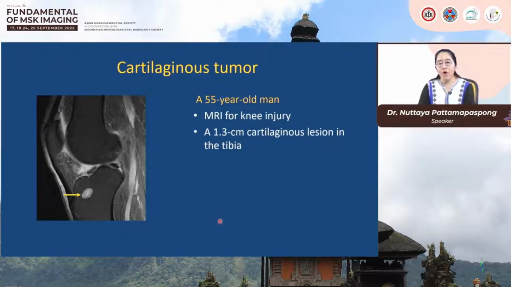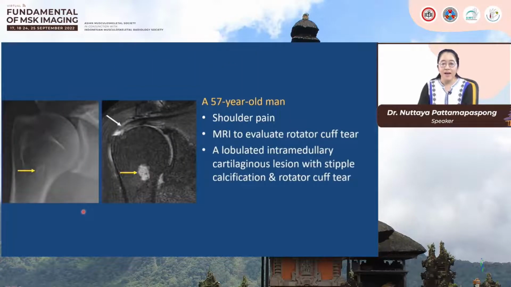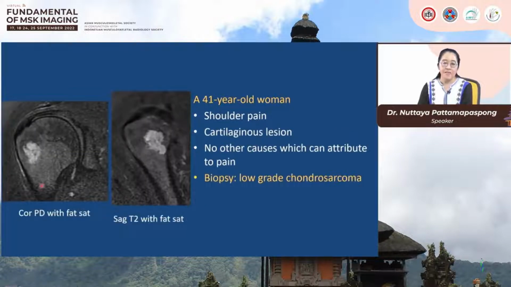This is an example of the man who presented with knee injury, and MRI was performed, and we found the small cartilaginous tumor. Another lesion that shows ring and arch appearance on radiograph, and MRI shows the rotator cuff tear as well as this cartilaginous lesion. For this lady, she has shoulder pain and found cartilaginous tumor, but the lesion approached the cortex, and because we cannot explain the cause of pain in this patient, biopsy was performed and turned out to be low-grade chondrosarcoma.